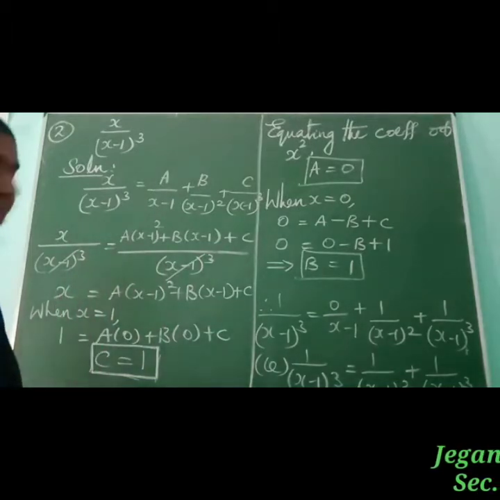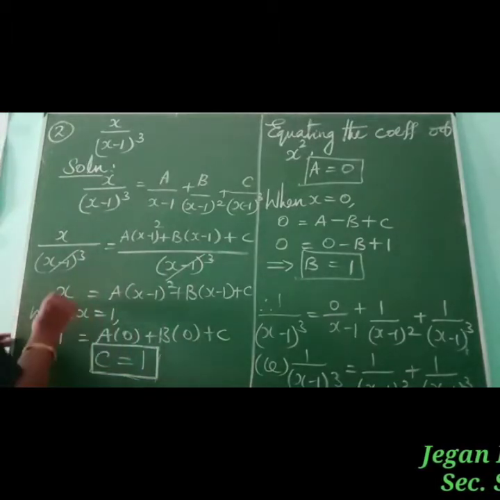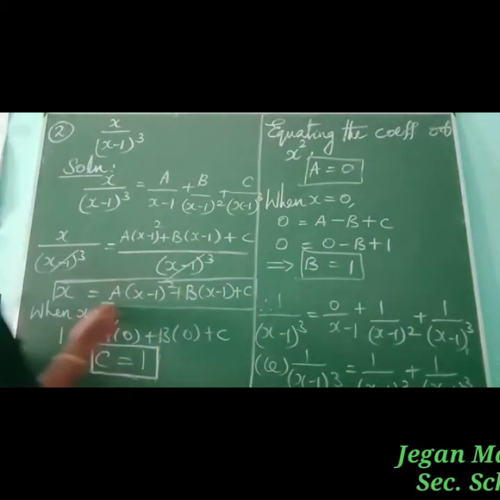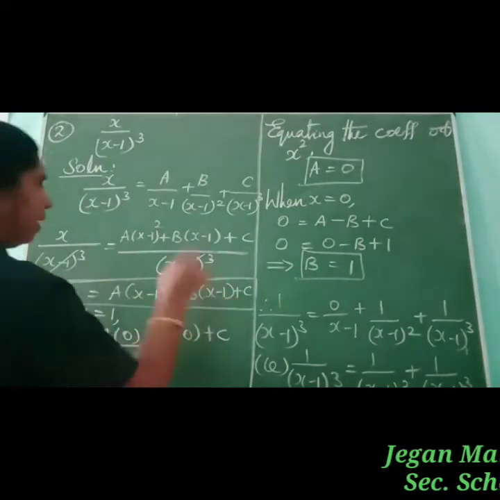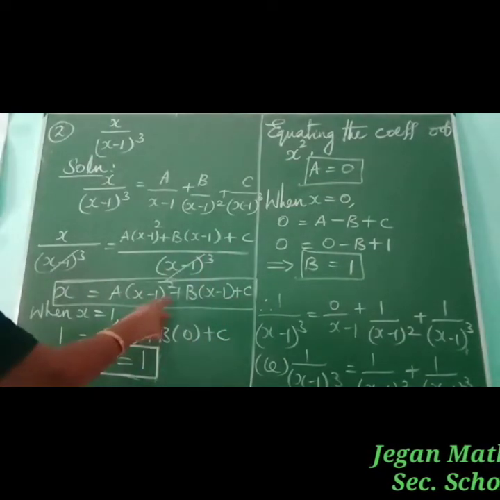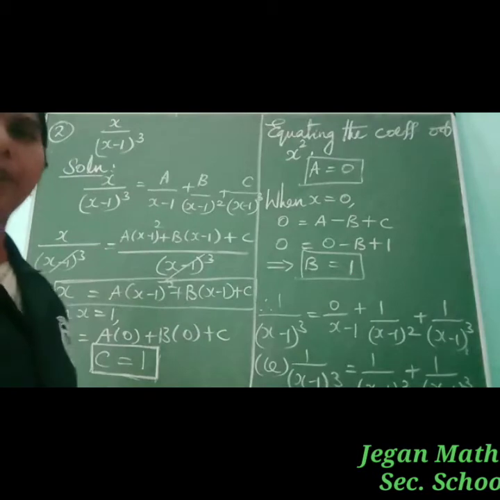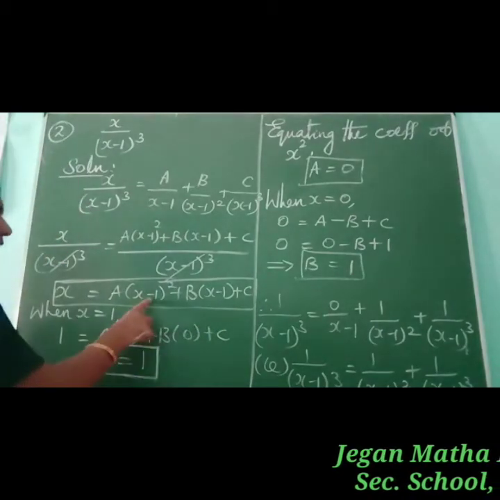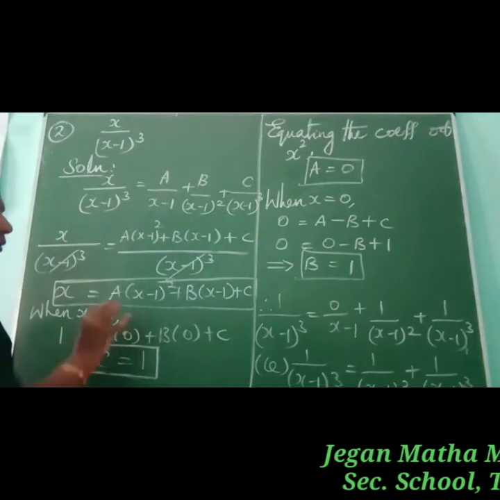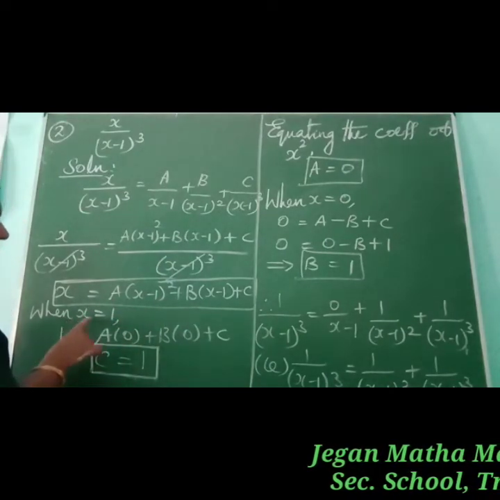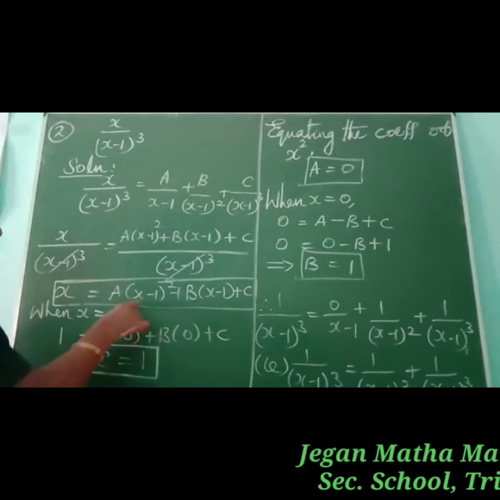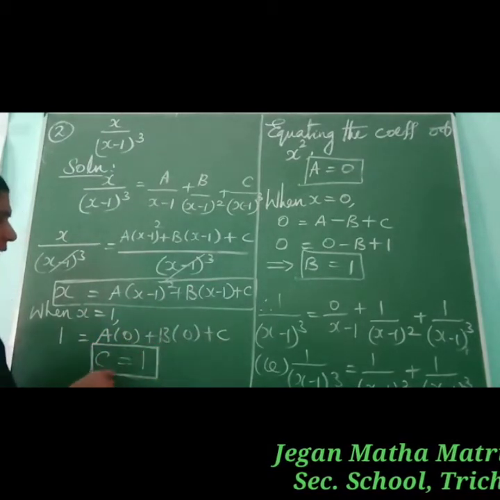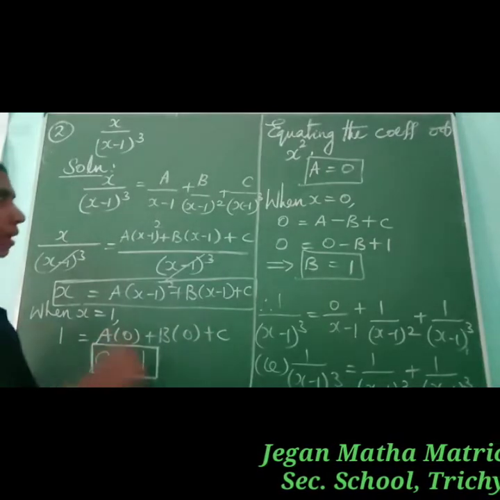Now we get the term x = A(x - 1) squared + B(x - 1) + C. Here we have to substitute different values for x to find the unknown values A, B, C. So x - 1 = 0 means x = 1. First, when x = 1, A into 0, B into 0, plus C. So directly we get the value of C = 1.